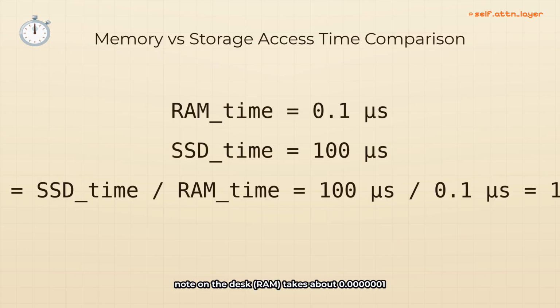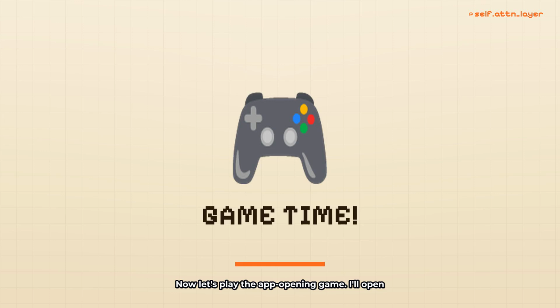Finding a note on the desk, RAM, takes about 0.0001 seconds. Finding it in the cabinet, SSD, takes about 0.01 seconds. That's 1,000 times slower. Now let's play the app opening game. I'll open apps one by one, and you watch the RAM bar fill up.